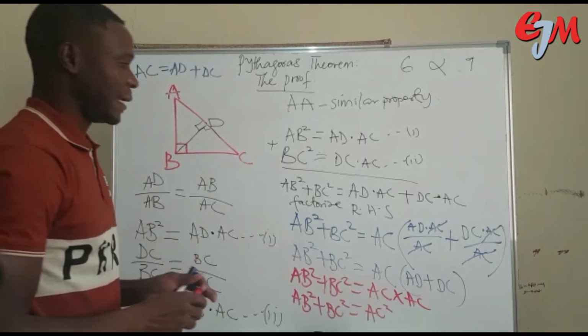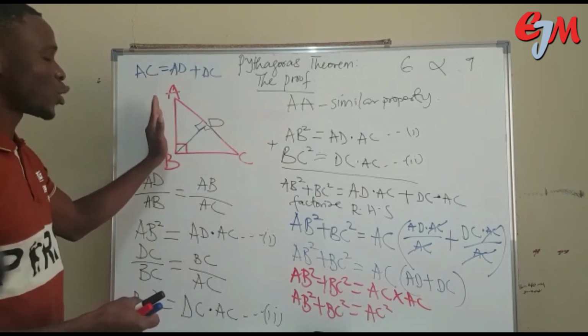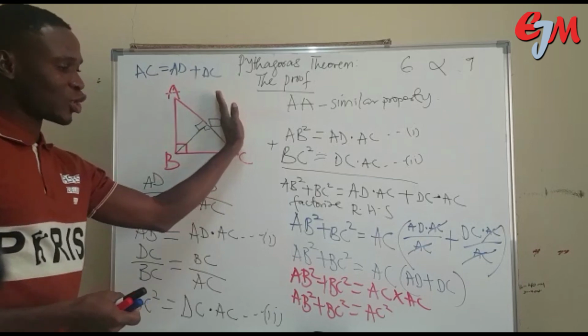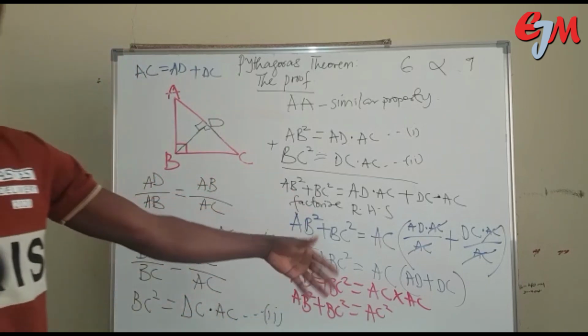So this is the proof of this particular law, that the square of here plus the square of here gives us the square of this particular side. So look at it. Do you like it?